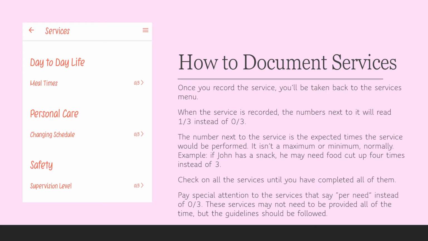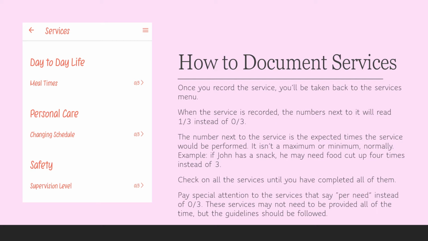When the service is recorded, the numbers next to it will read 1 out of 3 instead of 0 out of 3, or however many times the services are to be provided. The number next to the service is the expected times the service would be performed. It isn't a maximum or minimum normally.